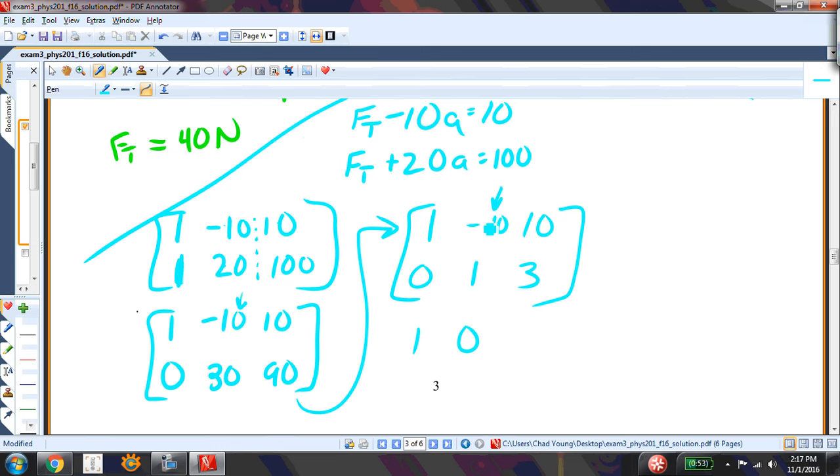And then I add 10 times the second row to the first row. So I get 1 plus 10 times 0 is 1. -10 plus 1 times 10 is 0, and then 10 plus 3 times 10 is 40, and then I get 0, 1, 3. So if you worked it in that way, that's a plus 5 for your effort.